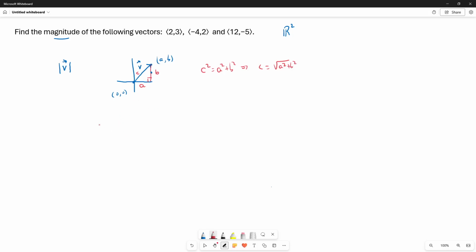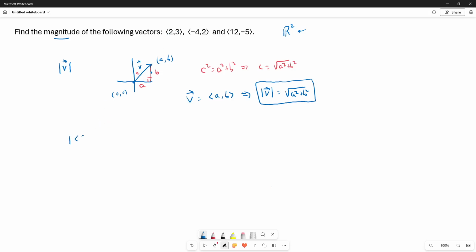So if the vector v is equal to the vector (a, b), then the magnitude of v will be the square root of a squared plus b squared. So this is the formula for the magnitude of a vector in R2. So we'll just use this formula 3 times.